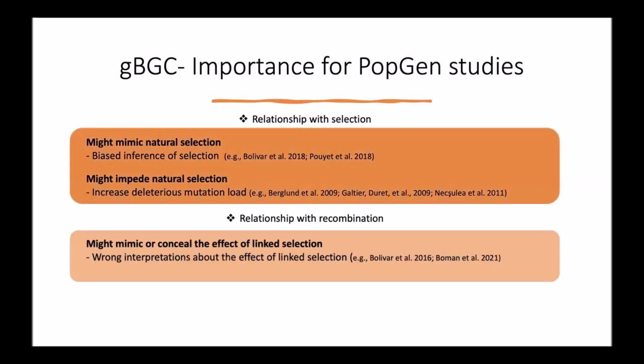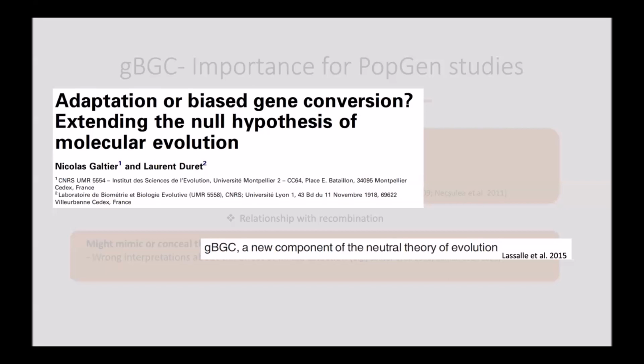We also see that this is a recombination-related process, and if we neglect this force, we can actually affect our interpretations about the effect of linked selection. All this biased inference of population genetic forces, like linked selection or the selection increase, led people to suggest that one needs to extend the null hypothesis of molecular evolution to incorporate GC-biased gene conversion.